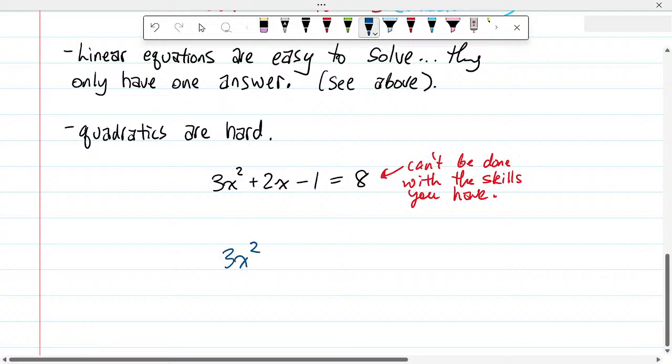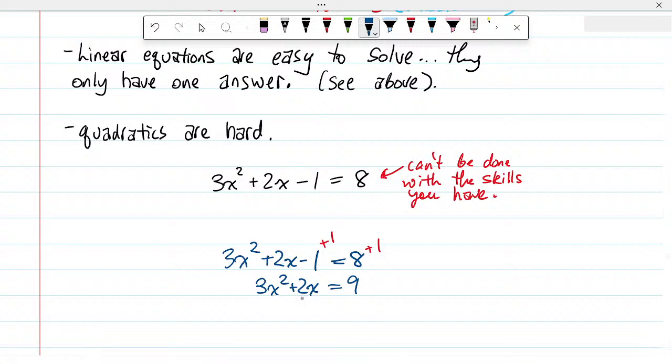We have 3x squared plus 2x minus 1 equals 8. I'd say, okay, I want to get rid of that, so we'll add 1 here, right? And then we'll add 1 there. So my next line, this 8 would now be a 9. And then here we'd have 3x squared plus 2x. Now what do I do? Well, I don't know what I'd do, right? I want to get x by itself. If I try to get this x by itself, right?